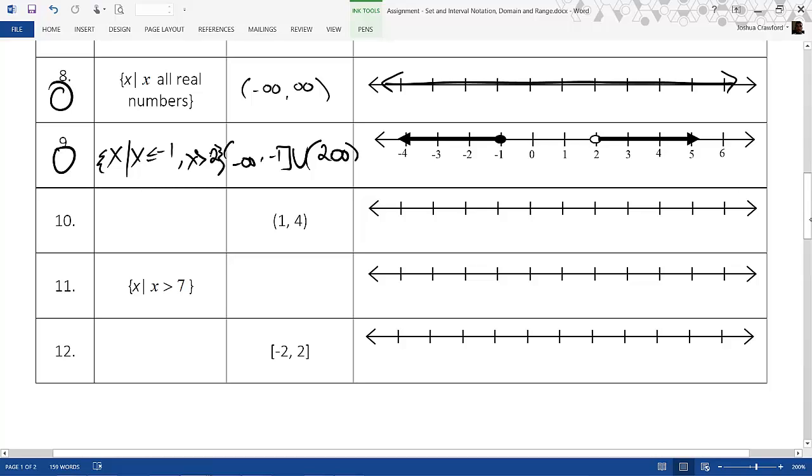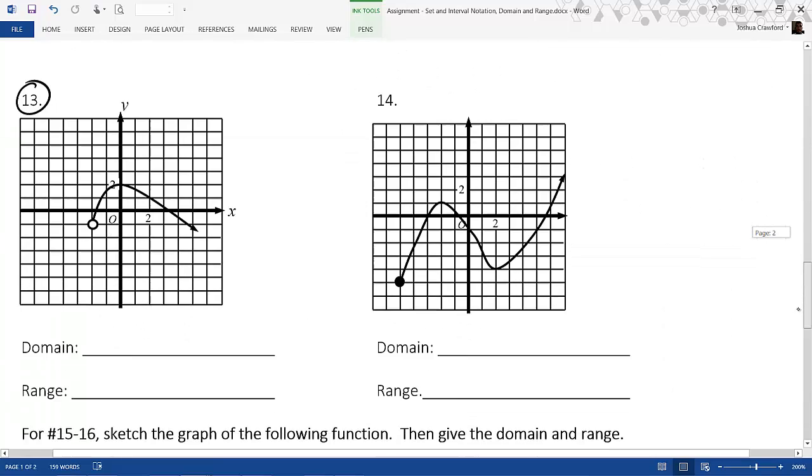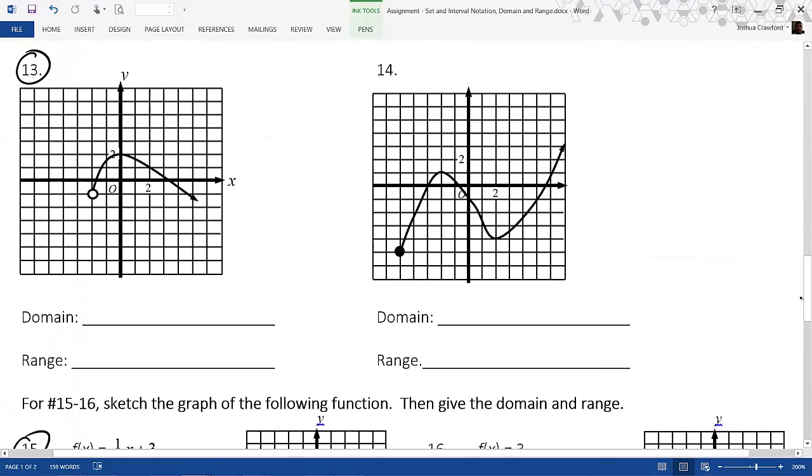Let's go ahead and flip it over. Let's do the back side. We're going to do 13, 15, and 19. So 13 deals with domain and range. Domain, remember, is left to right.